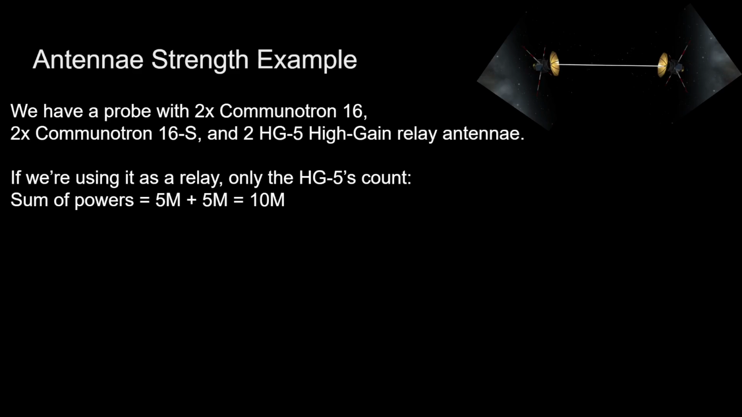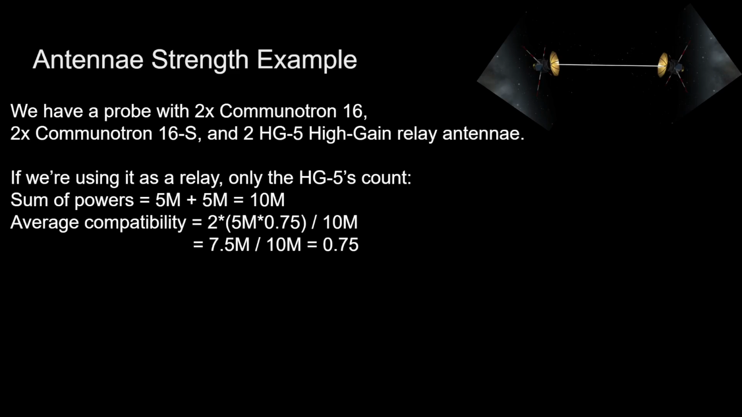In which case, we've got 5M plus 5M, we've got a total of 10M. For the average compatibility, we multiply the 5M by the 0.75, the typical compatibility. Multiply that by 2, and then divide by 10. Get 0.75. That's how averages work. If you're only with relay antennas, you're always going to get 0.75 because all your relay antennas have a compatibility rating of 0.75.